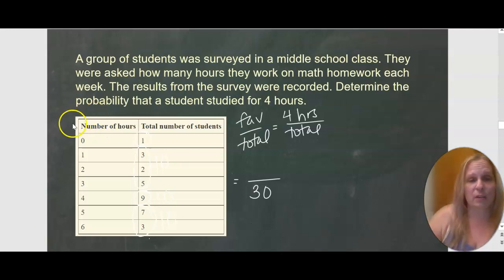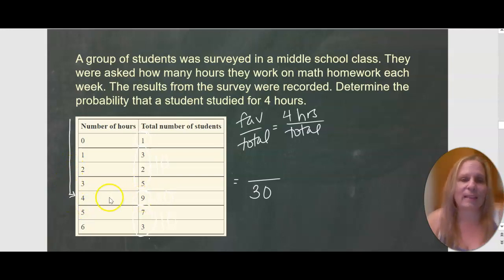And then the number of students who studied for 4 hours. So I'm going to come over here in my hours column. I'm going to look down till I get to 4, and that was 9 students. So 9 students out of 30 studied for 4 hours. We could reduce this. We could divide the top and bottom by 3. 9 divided by 3 is 3, and 30 divided by 3 is 10.